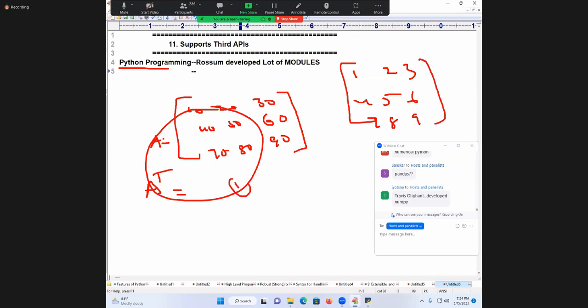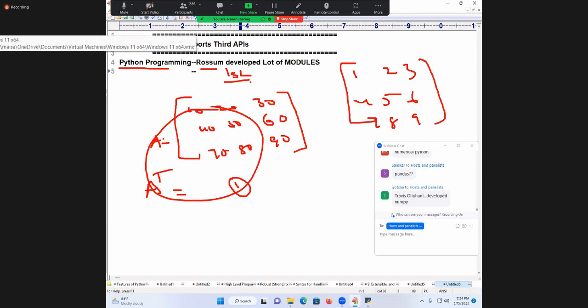How many lines of code? One line of code I will write. If I want to do it in plain Python code, I have to write 15 lines of code, which is complex for me to write. A data scientist who wants to use matrices in a data science algorithm will install the NumPy module and directly use matrix operations.